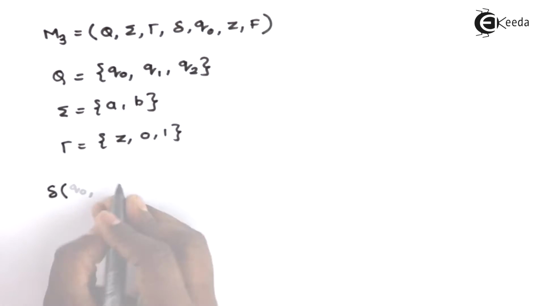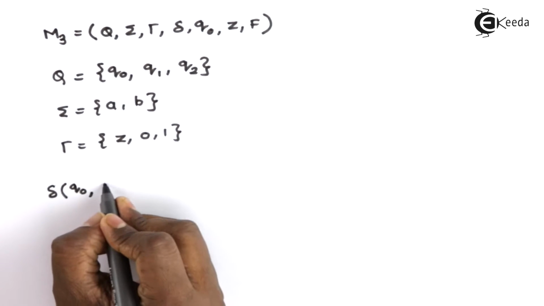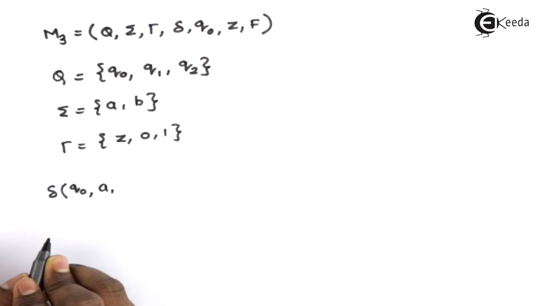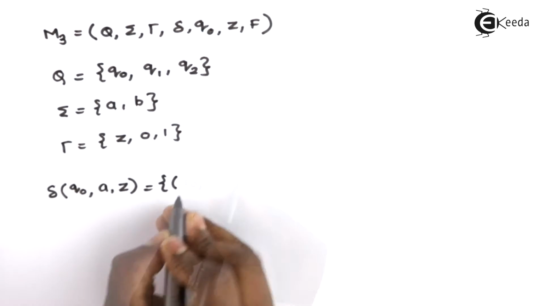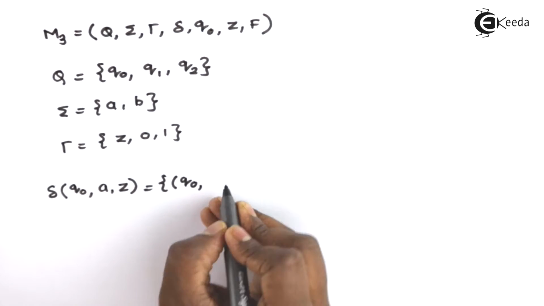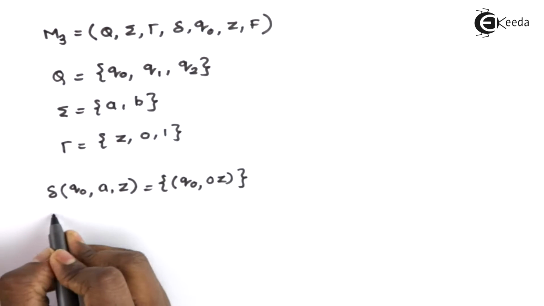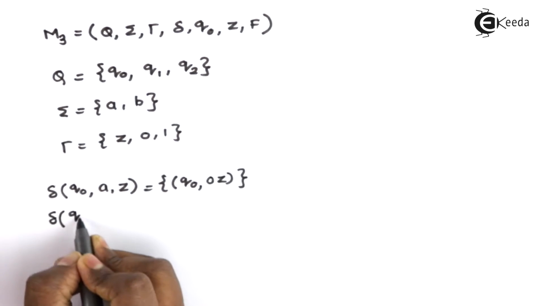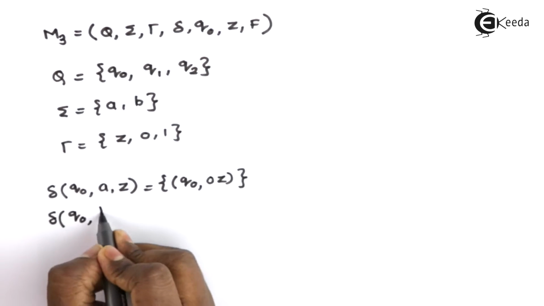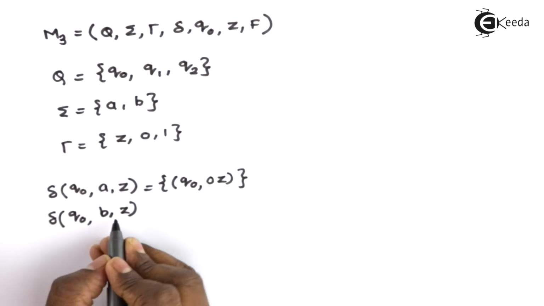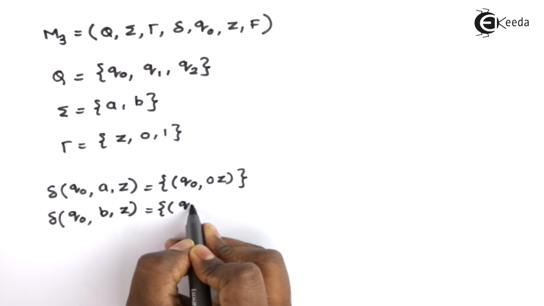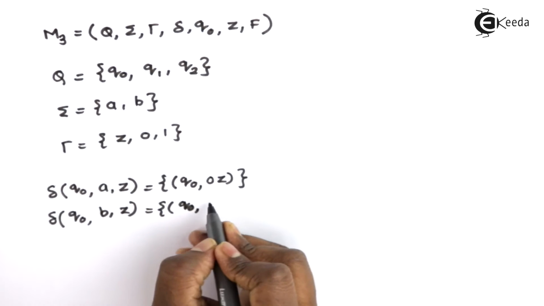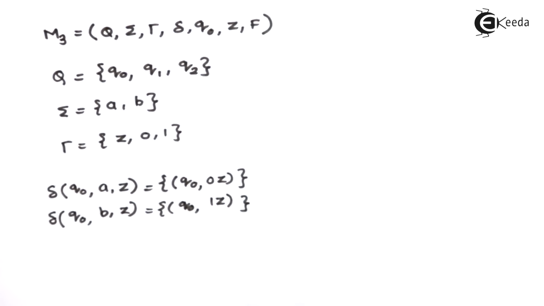Let us write the transitions. Delta of Q0 on the input alphabet A with Z as the top of the stack will have a transition to Q0 itself with pushing a 0 onto the stack. Let's write the next transition. Delta of Q0 and B, with Z as the top of the stack, will have a transition to Q0 only. Instead of 0, now I'll push 1. This will do the initial configurations.